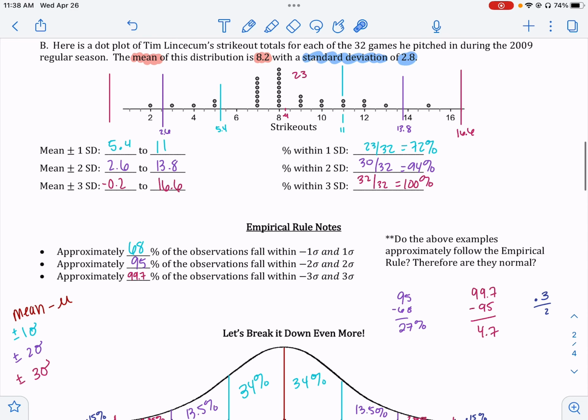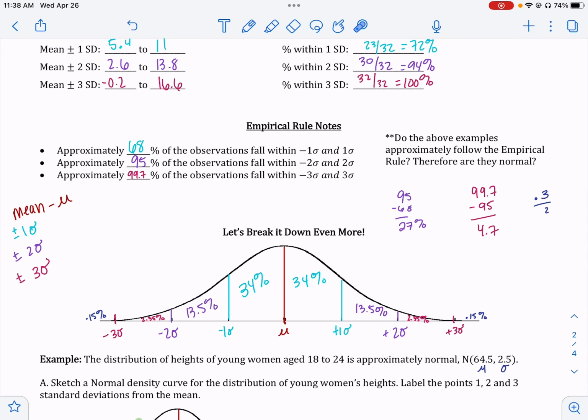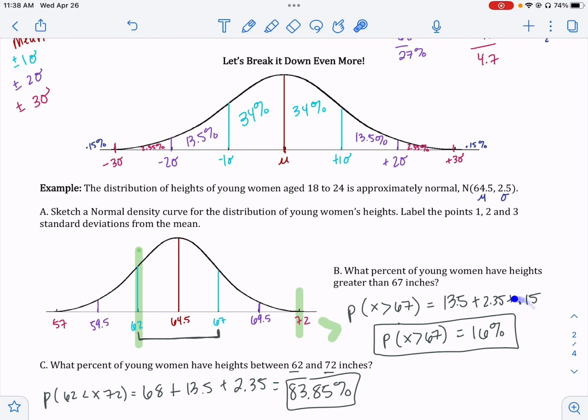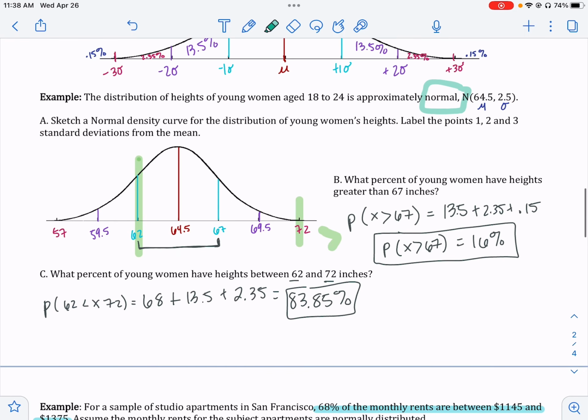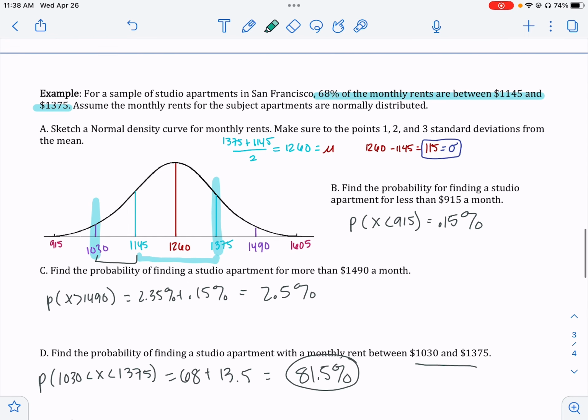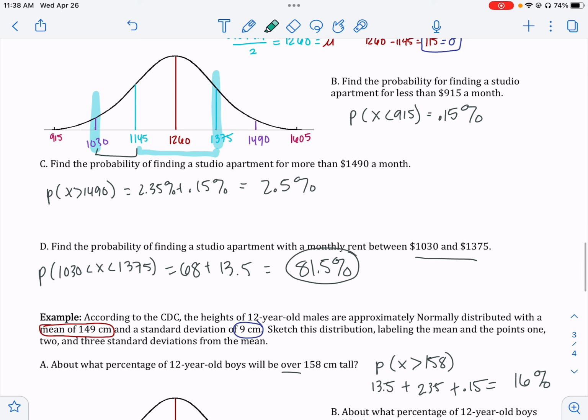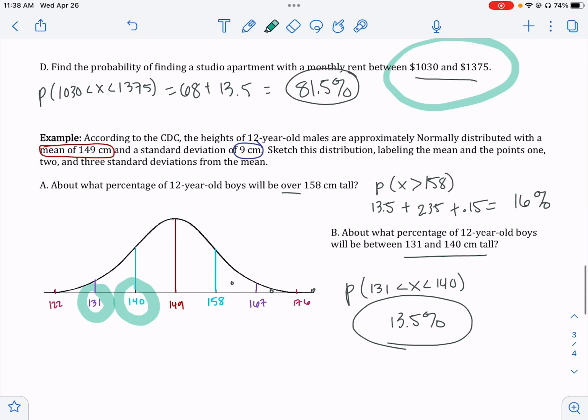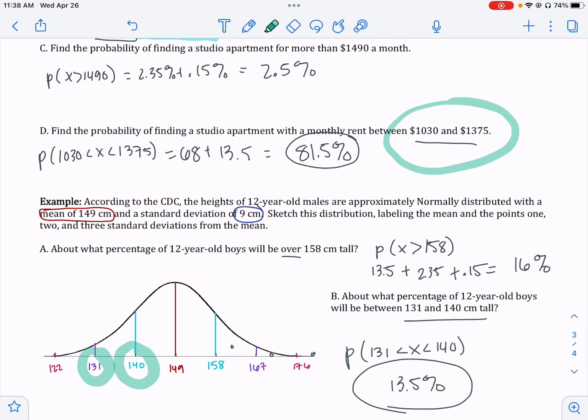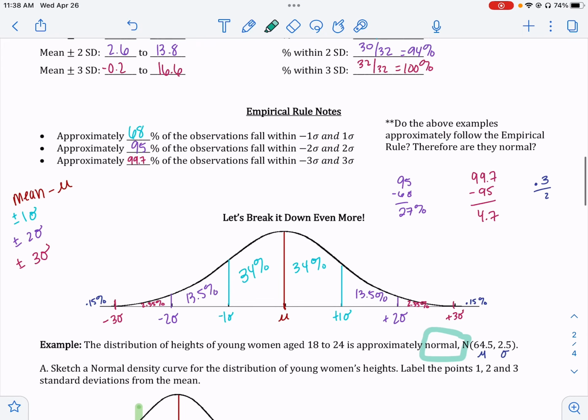Same with the strikeouts. Then we learned what the empirical rule actually is, saw how it breaks down on the curve, and then saw how we can use that to determine what percent of data should fall in each of these categories if we are told that it is approximately normal. So if you're told it's approximately normal, you can go ahead and set out this curve and then determine what percent of data falls within these population bins that we have been looking at. And that is pretty much everything you need to know about the empirical rule and normal distributions.